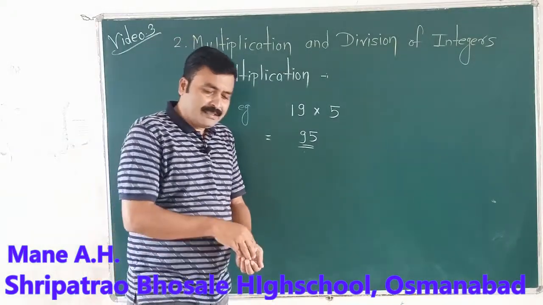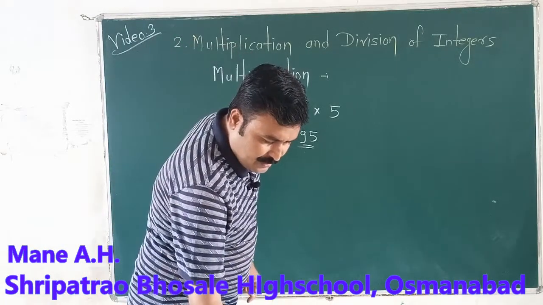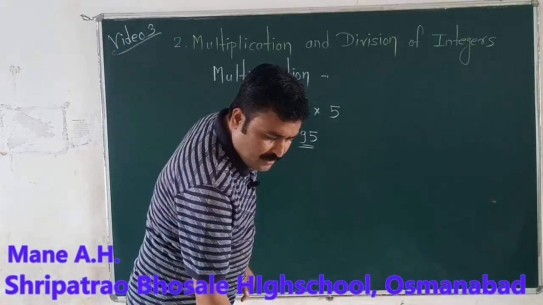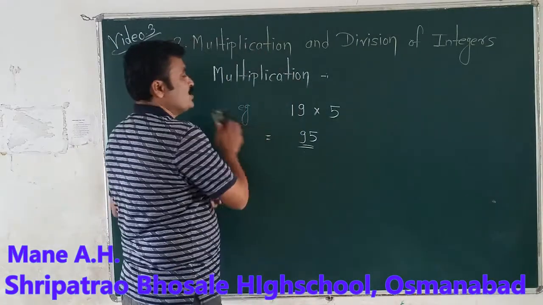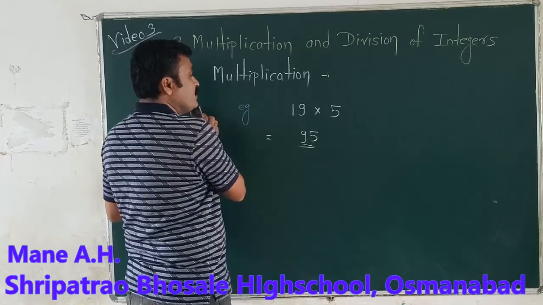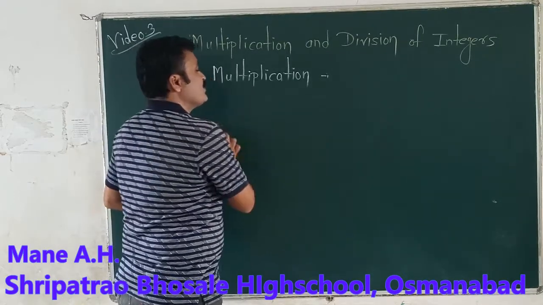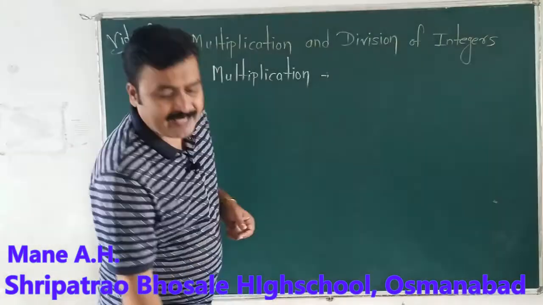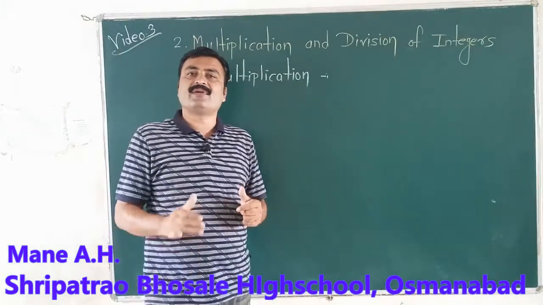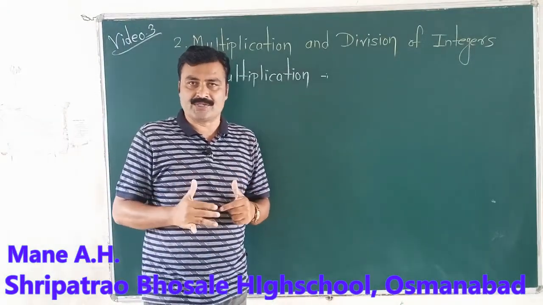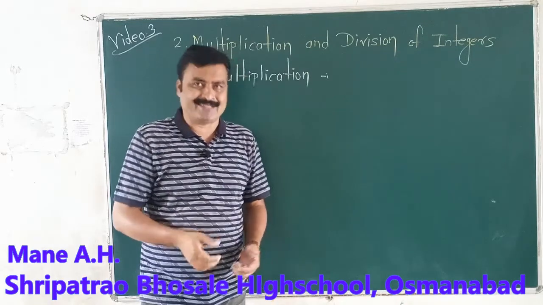But in this 7th standard we are moving towards the multiplication of integers. So how to multiply two given integers? First I am explaining the different conditions for multiplication, then we can make their explanation.